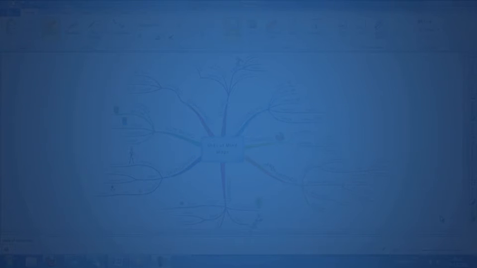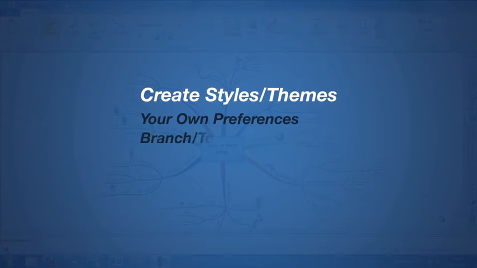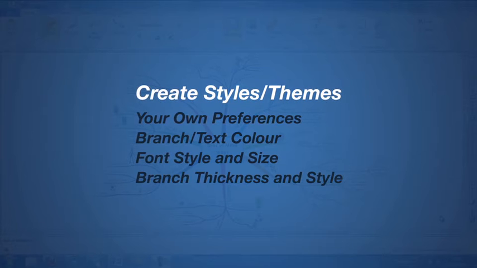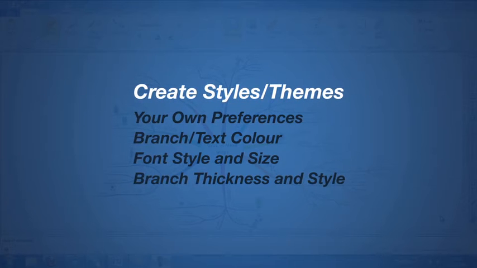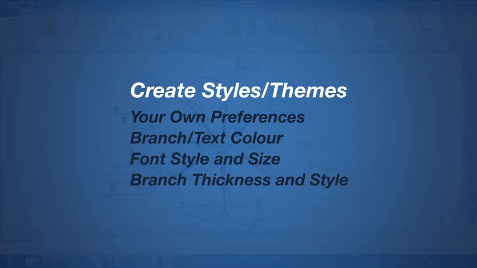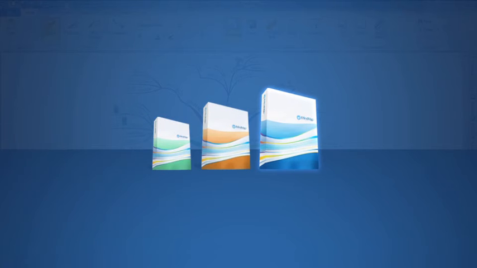Now this feature will allow you to create styles and themes using your own preferences for branch and text colour, for font style and size, for branch thickness and style. You can then save your choices and use your personalised style whenever you want. Now this feature is available within Elements, Pro and Ultimate editions of the iMindMap software. So let's take a look in a bit more detail.